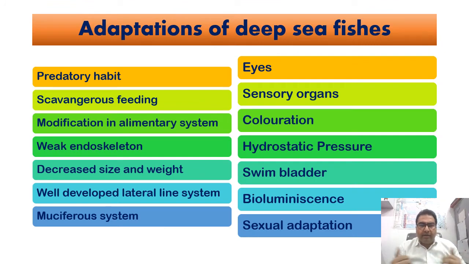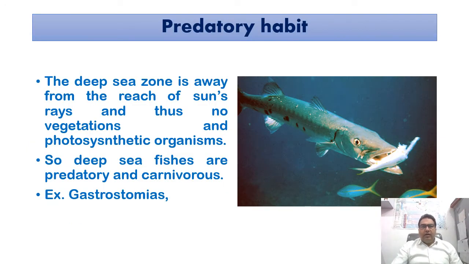Now let us see what adaptations these fishes have undergone over time. First of all, their predatory habit. As I told you, the deep sea zone is far away from the reach of the sun. That is why there are no phytoplanktons or autotrophic organisms which can prepare their own food in the presence of sunlight. Sunlight being absent, all the photoautotrophs are also absent. So there is no vegetation.